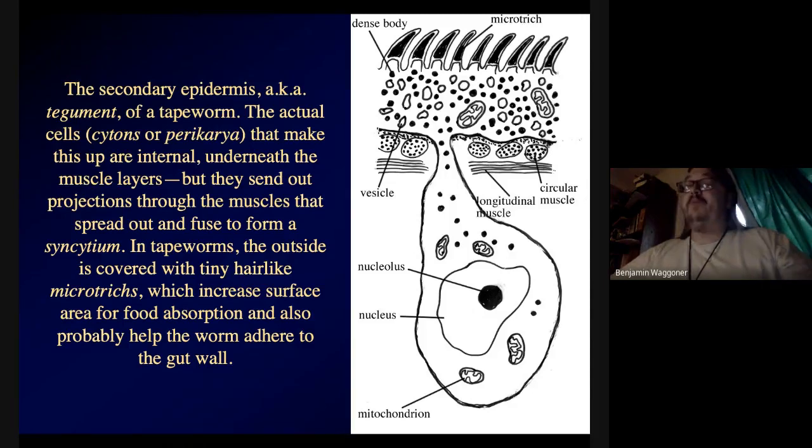In tapeworms, by the way, the outside looks like velvet because it's covered with little hair-like structures called microtrichs. We'll see those later. They increase the surface area that's available for food absorption because tapeworms absorb through the body wall because they have no gut. They probably also help the worm stick to the gut wall. But you don't see those microtrichs in flukes or anything like that.